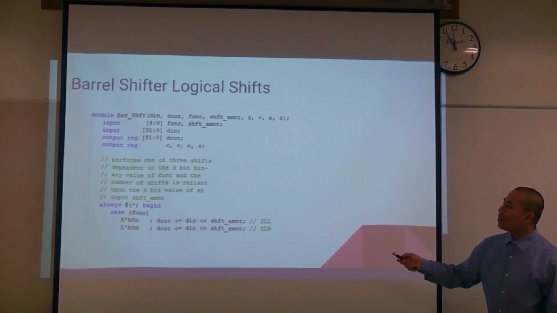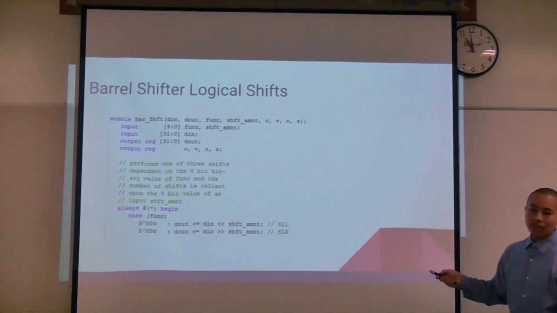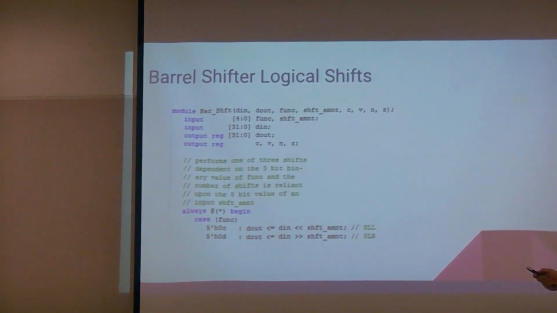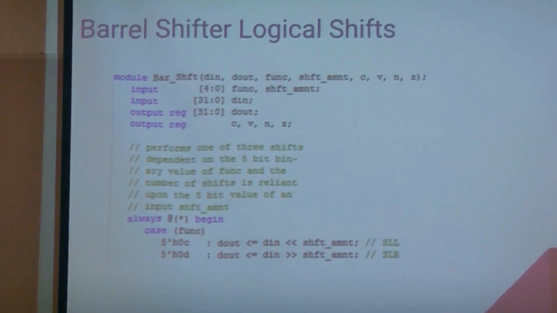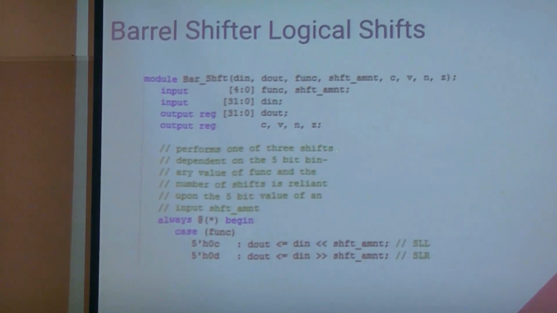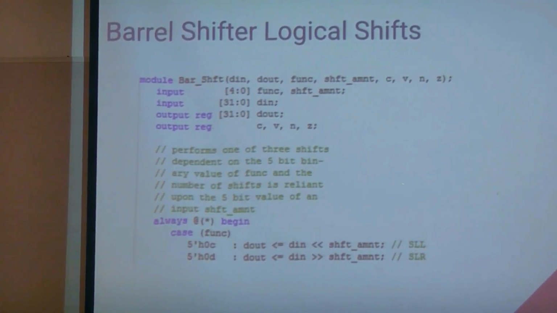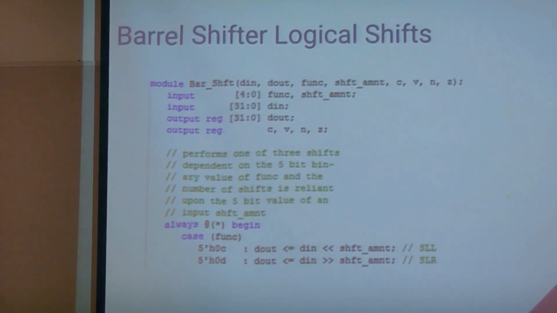This is our barrel shifter. This is the implementation of our barrel shifter. We have a function, which is a 5-bit opcode. I was a little too lazy to shorten it because we only have 3 shifts currently, but this does allow for feature expansion. We have a shift amount, so we have data that comes in and data that comes out.